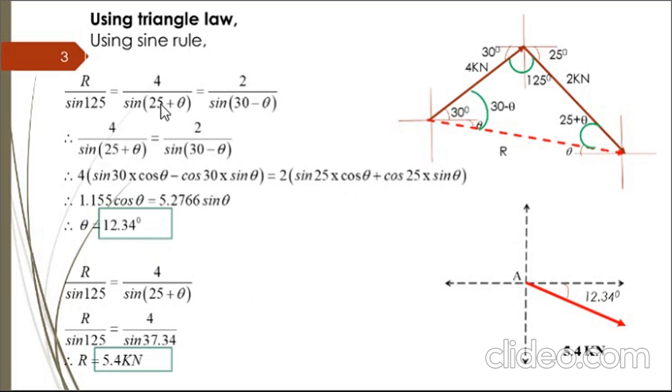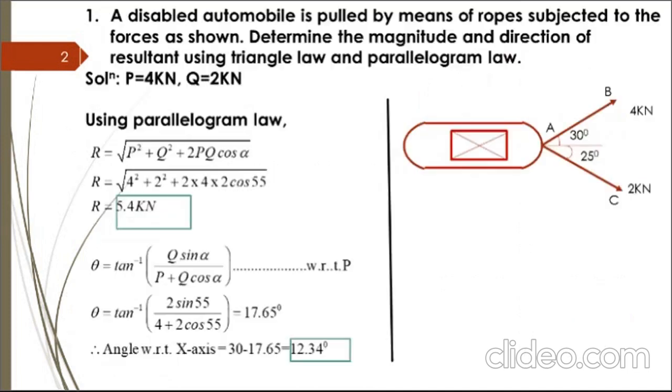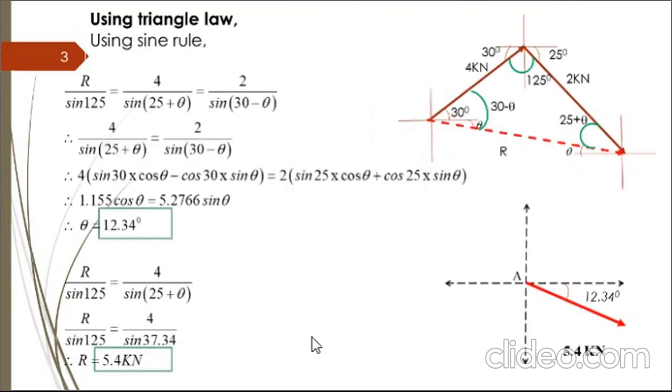Then substituting the value of theta, equating the first and second ratio, and solving this, you get R equal to 5.4 kilonewton. So if you see, by using the parallelogram law we get the same answer, that is 5.4 kilonewton and 12.34 degrees, and by using the triangle law also we get the same answers, 5.4 kilonewton and 12.34 degrees. So any method we can apply to determine the value of the resultant for the given two force system. The same problem we can also solve by using the resolution and composition method.